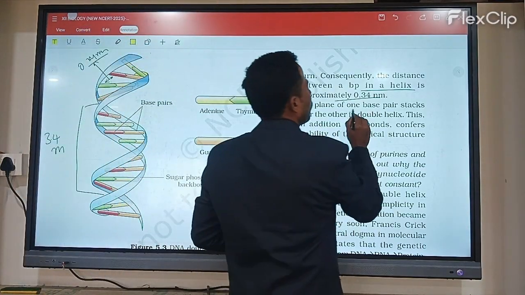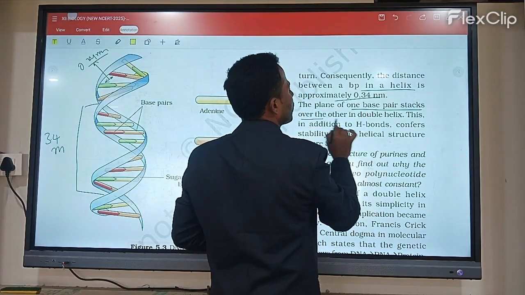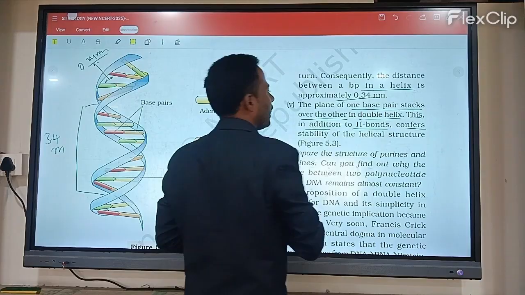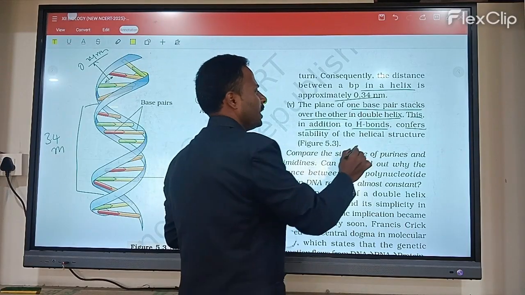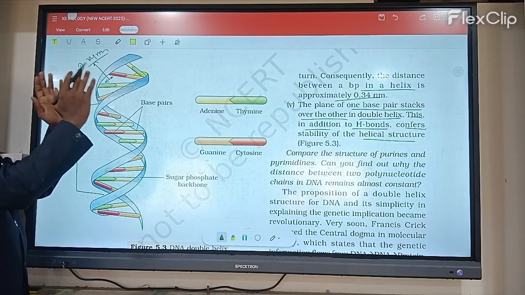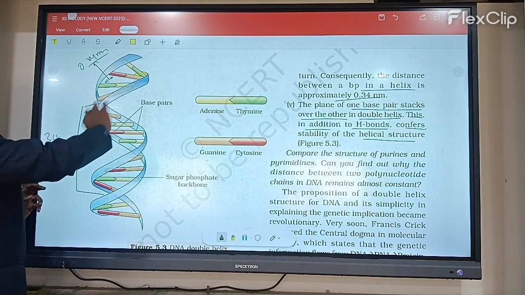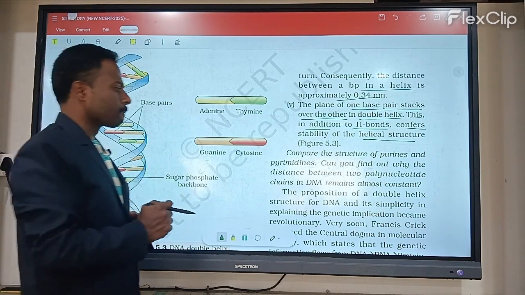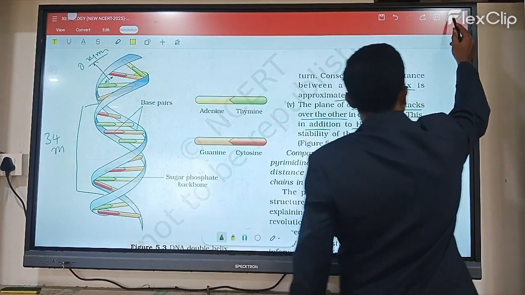And the planes of the bases stack over one another in the double helix. The addition of hydrogen bonds confers stability on the helical structure. So when the hydrogen bonds bind here one by one, then what happens? It comes as one stability. One stability.